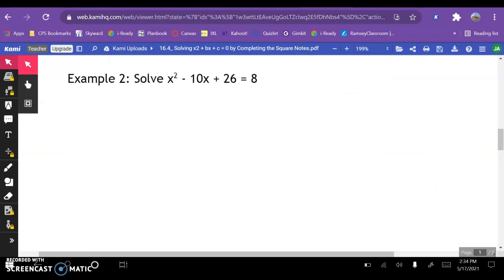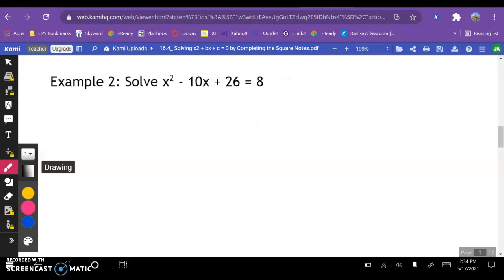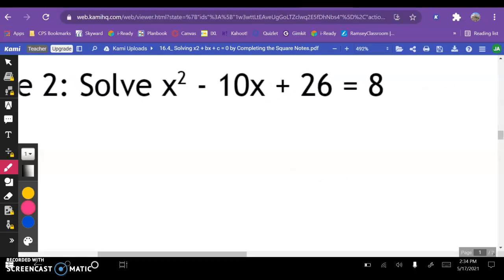So here, we want to move that 26 over. So I'm going to subtract 26 from both sides. So I'm going to have x squared minus 10x equals, and then 8 minus 26 would be negative 18.